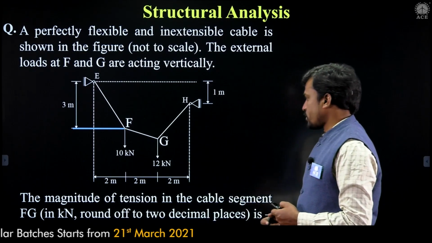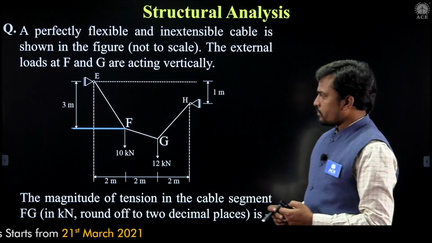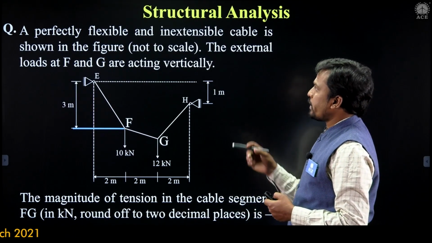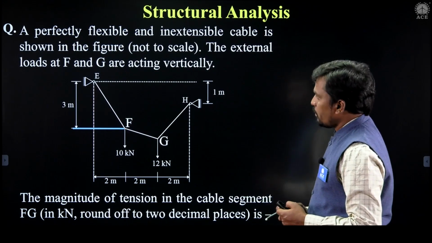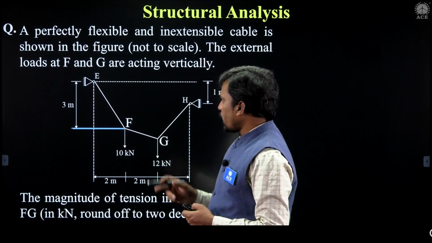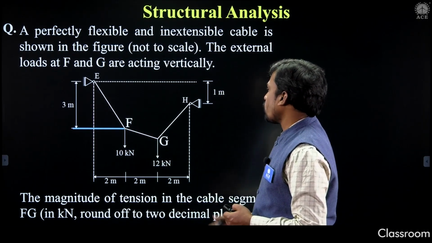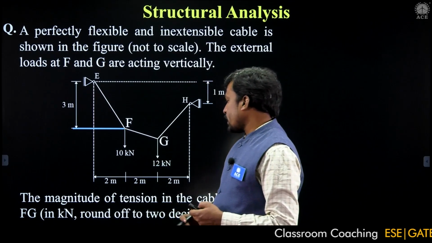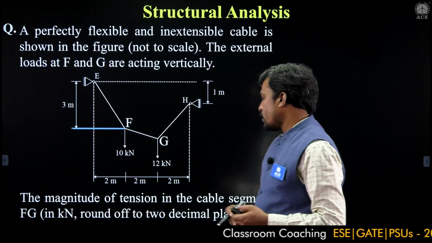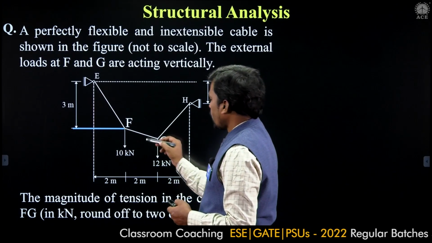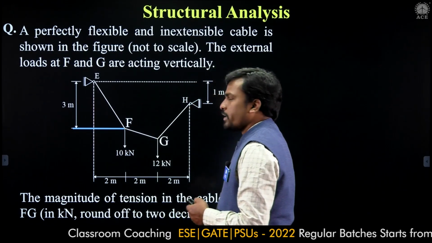Right, next question. Okay, now this is the question. This question is from the cables chapter. A perfectly flexible and inextensible cable is shown in the figure. The external loads at F and G are acting vertically. This is the given diagram, and it asks for the magnitude of tension in the cable segment FG. We need to find the tension in the cable FG.